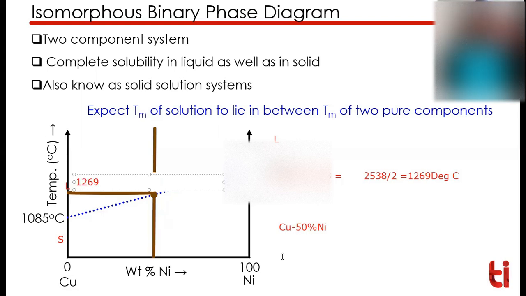1269. But when we experimentally melted this alloy, we came to know that the alloy starts melting at a lower temperature here. It means it starts melting before this average temperature, like I can say 1200 degrees Celsius or 1150. And then the complete alloy melted. So this is basically the start of melting.